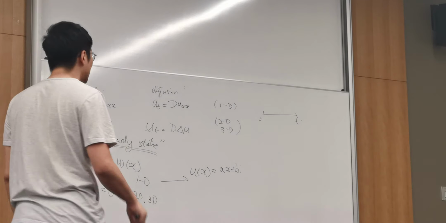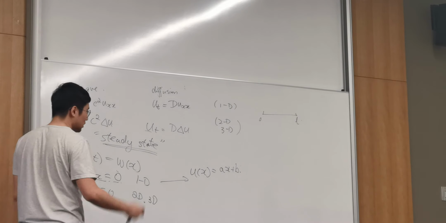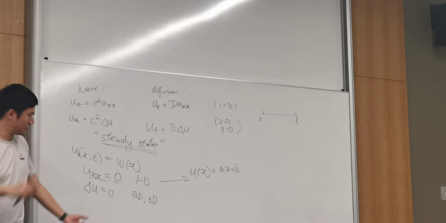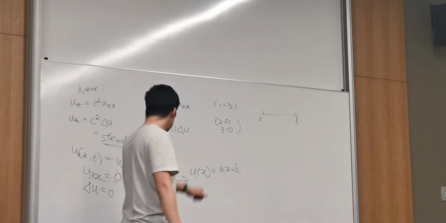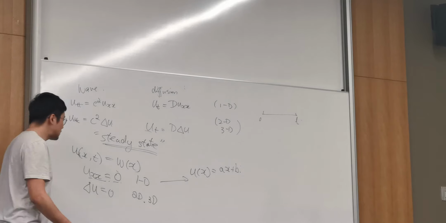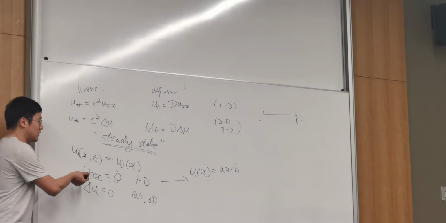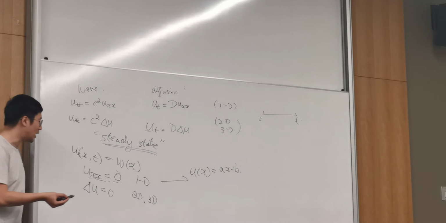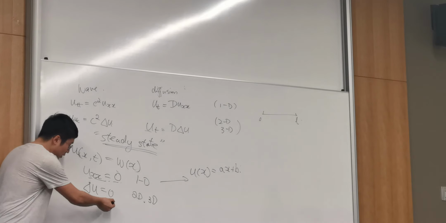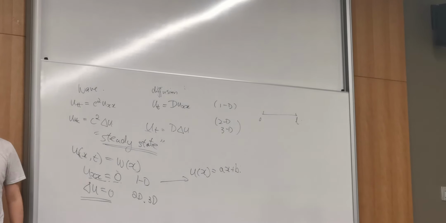If there is something, then we are going to see that the distribution of the heat is actually going to look like a linear function. So this is the solution to u_xx equals 0 in 1D. But what you're going to see is that the solution to Laplace u equals 0 in 2D and 3D will become much more non-trivial.